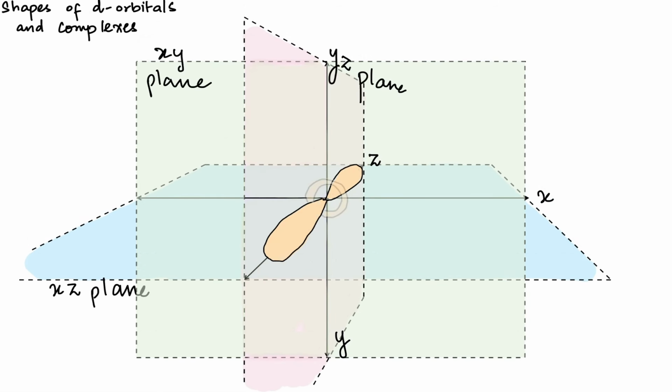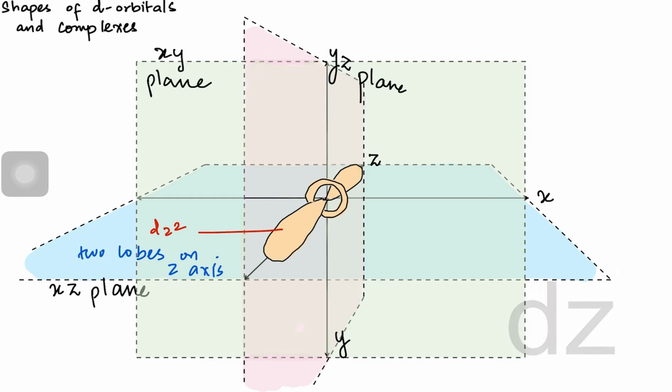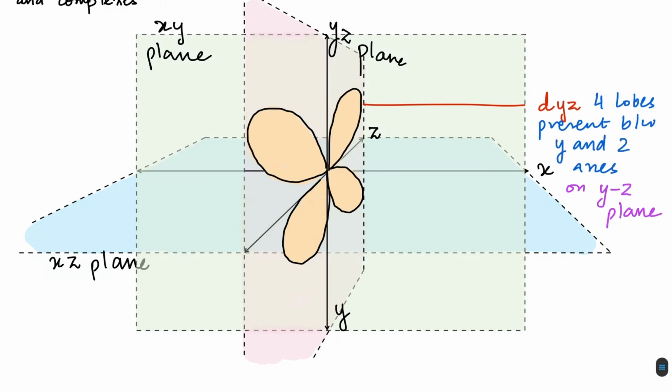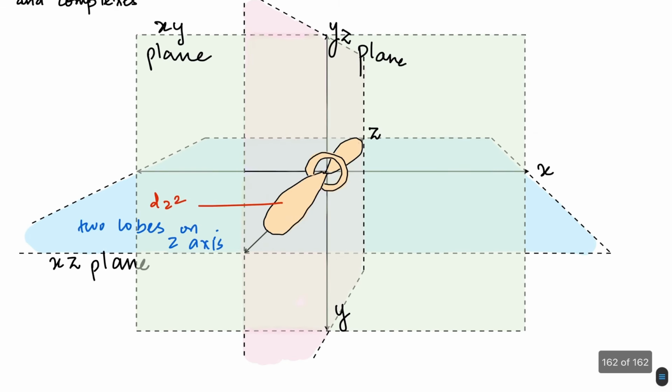The last orbital, the most interesting one, is the 3D Z square orbital, which is present on the Z axis alone. It has only 2 lobes and it has a circular ring like a donut in between the lobes, and these 2 lobes are present on the Z axis. So between the axis orbitals and on the axis orbitals, these are the total 5 orbitals. Let's use this understanding to create the ideas about complex formation.